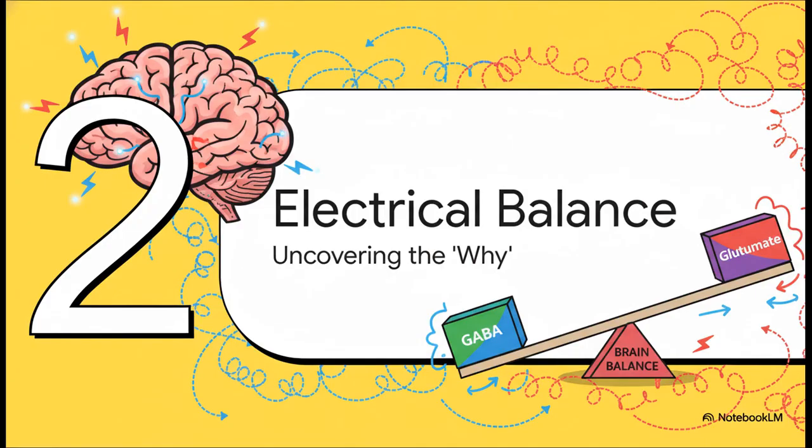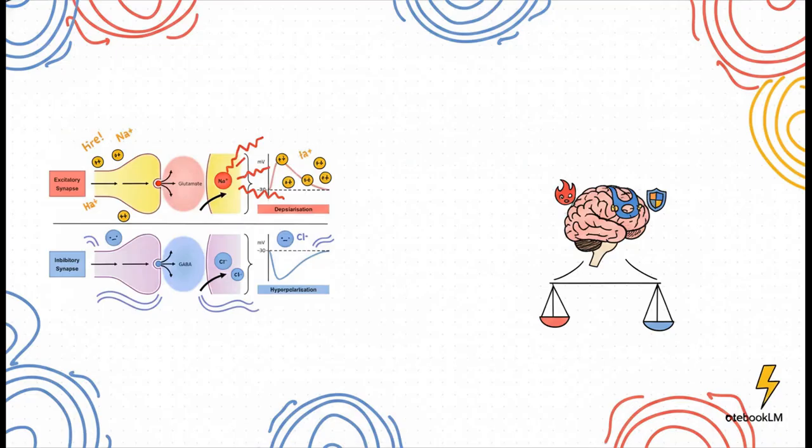Okay, so we've covered the what of seizures. Now let's get into the why. At its absolute core, a seizure is a problem of balance. The brain's electrical signaling system gets thrown completely out of whack. You can think of your brain as being in this constant tug of war.